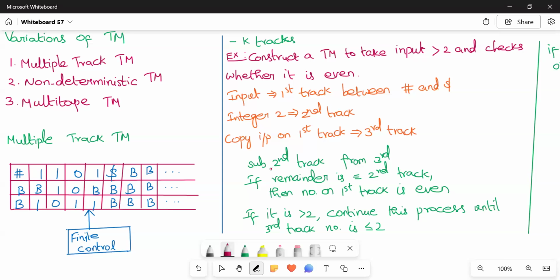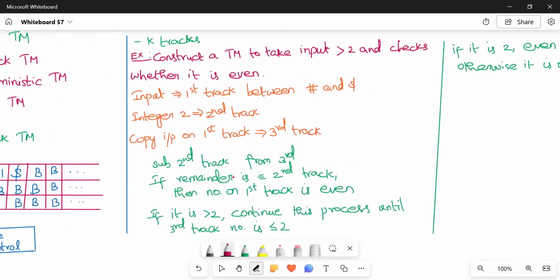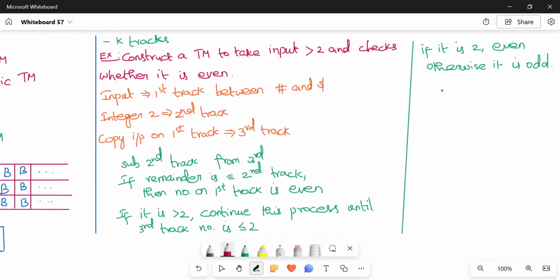Then subtract the second track number from the third track. The second track contains 2, and we have placed 13 on the third track. So we have to subtract. We can see this by example. Subtract the number on the second track, meaning 2, from the third track. The third track contains 13, the second track 2. If you subtract this, you will get 11.